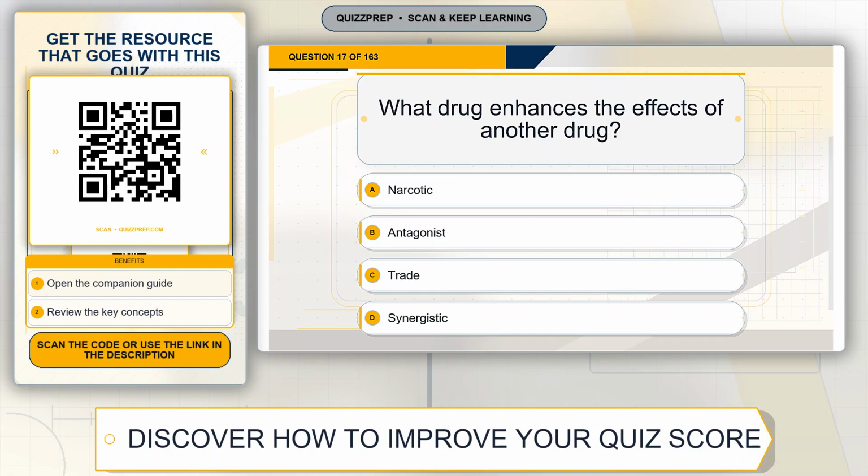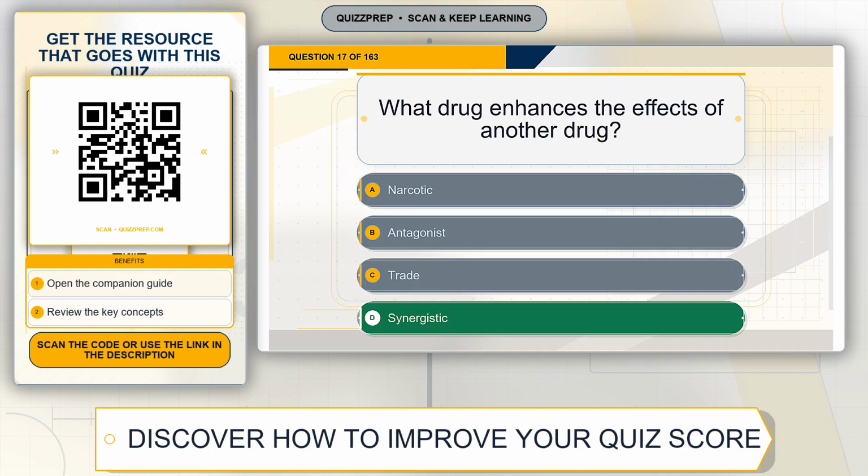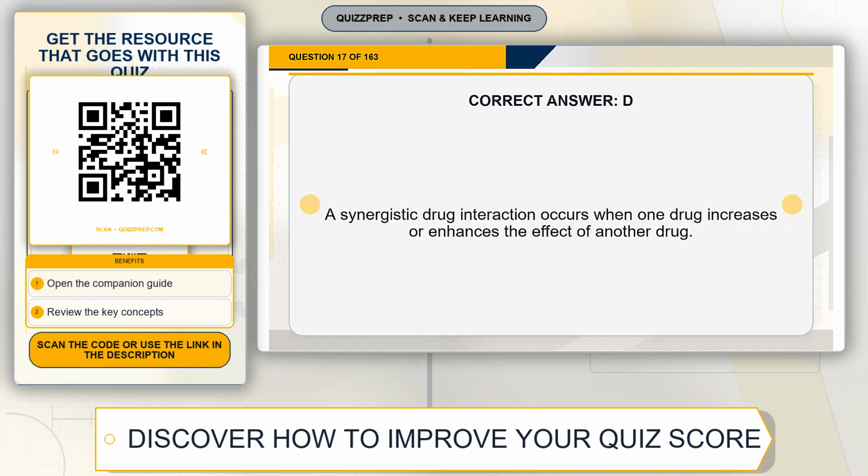Question 17. What drug enhances the effects of another drug? Option A, narcotic. Option B, antagonist. Option C, trade. Option D, synergistic. The correct answer is Option D, synergistic. Explanation. A synergistic drug interaction occurs when one drug increases or enhances the effect of another drug.